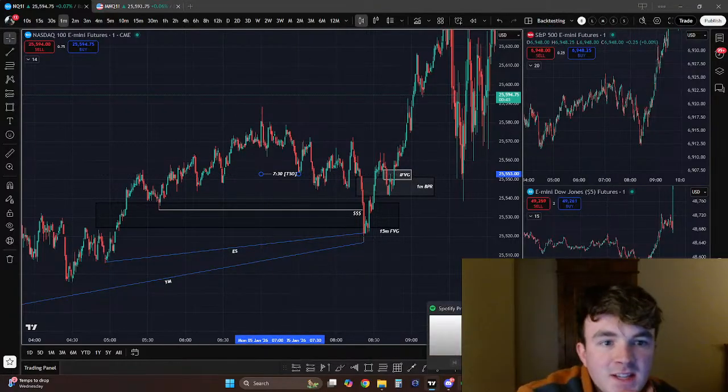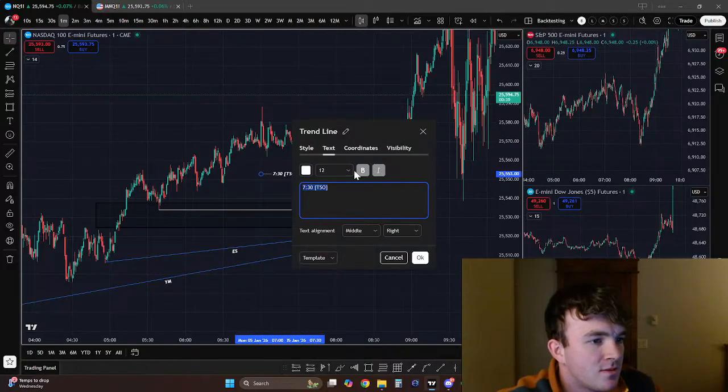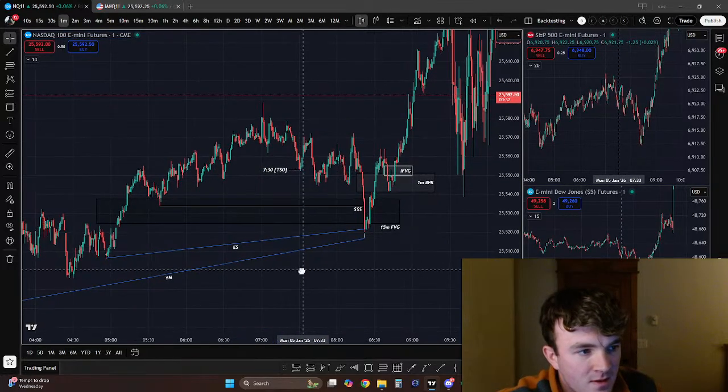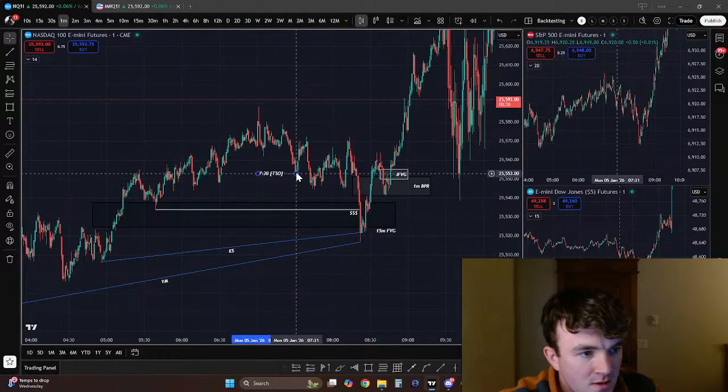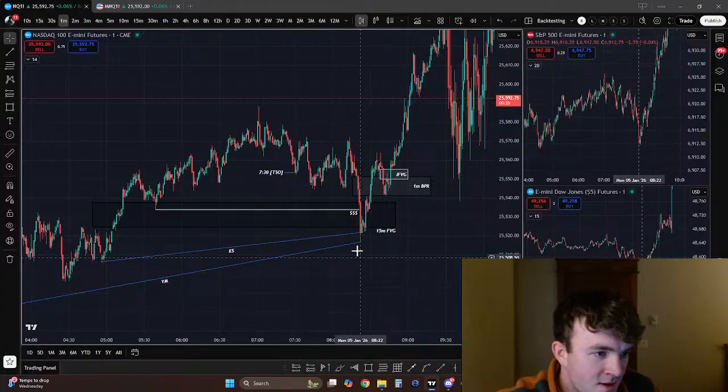You need a consistent indicator for plotting the low. I have the SMT indicator. That's what it's for. That's what the SMT indicator does.